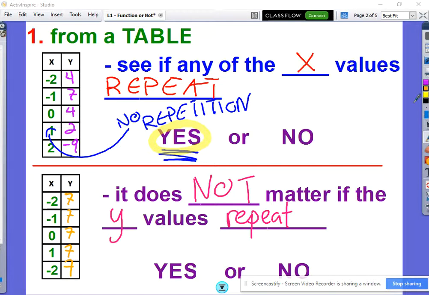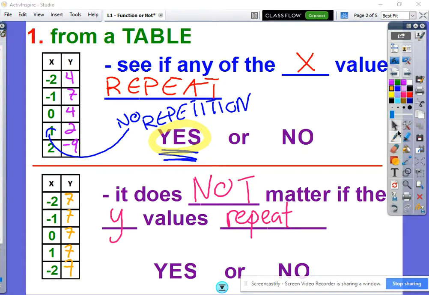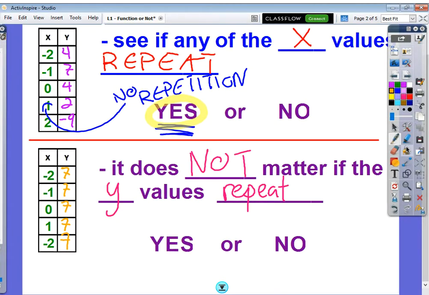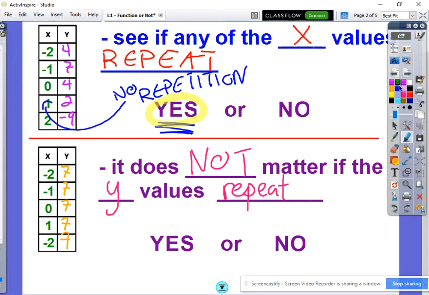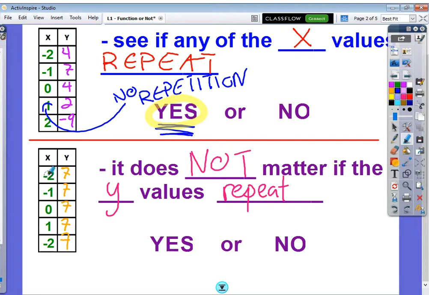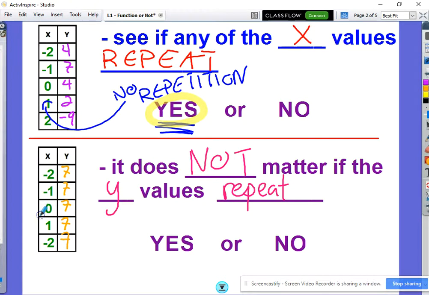The only question we have to ask ourselves is, does the x value repeat itself? So let's go ahead and identify that in our table here. If we take a look, we have -2, -1, 0, 1, -2 a second time. Because the x values repeated themselves, this is not a function. So hopefully when you're looking at a table of points or even just a list of points, you're looking for the x values to repeat themselves. If that happens, then it's no longer a function.